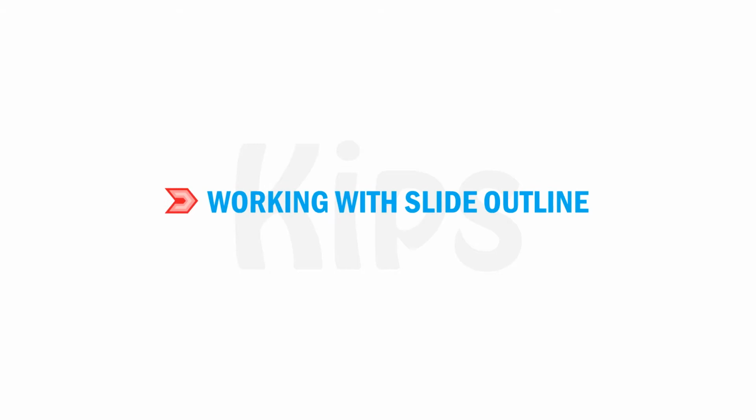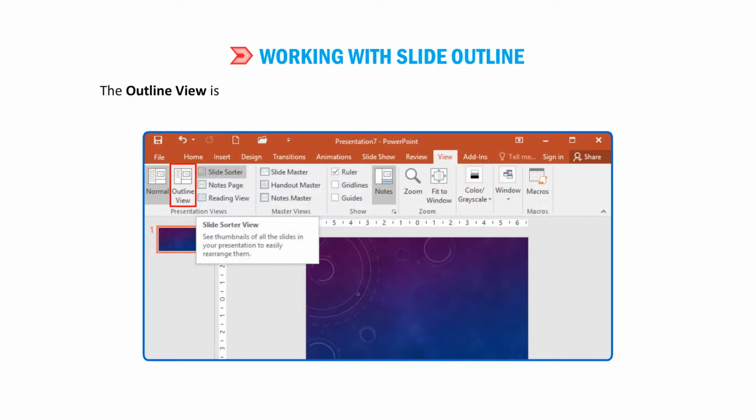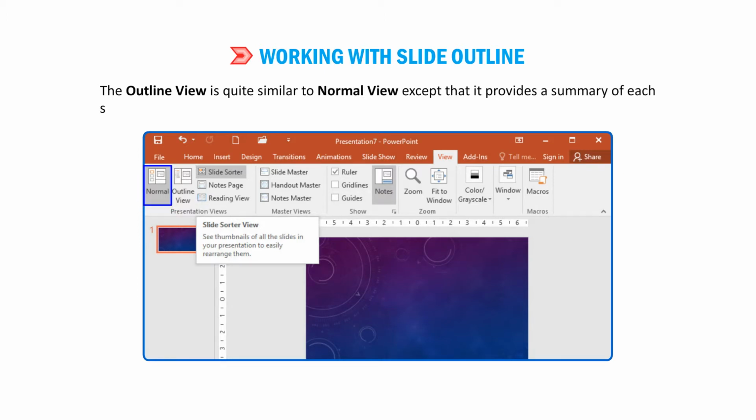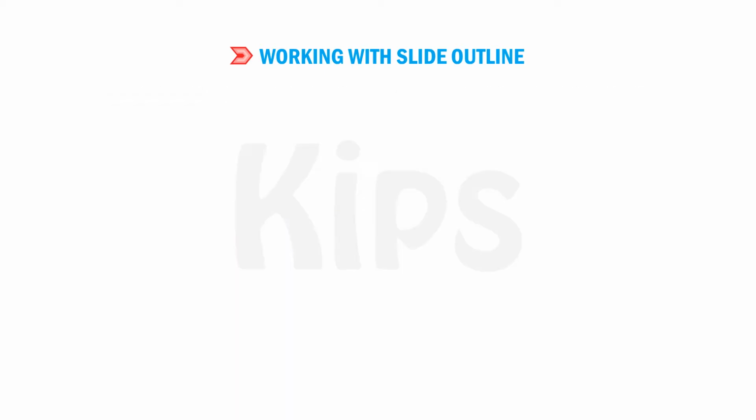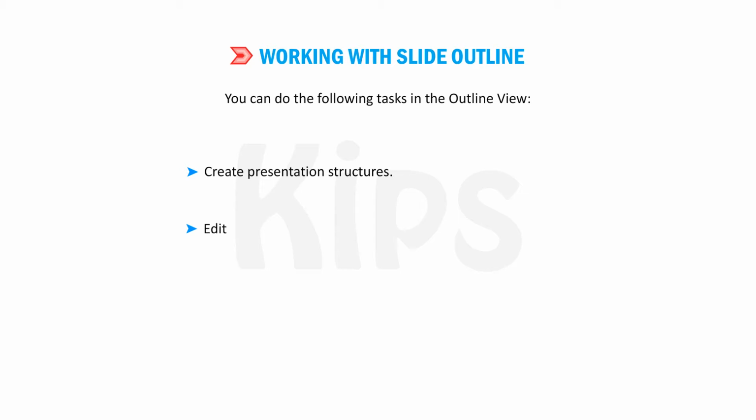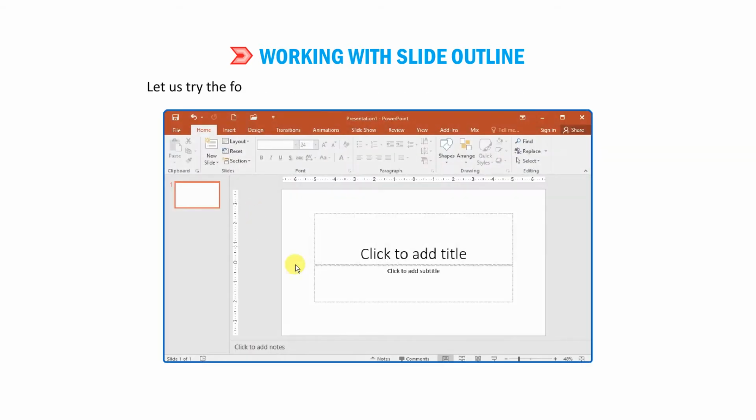Let's learn how to work with Slide Outline View. The Outline View is quite similar to Normal View except that it provides a summary of each slide in the outline pane. You can do the following tasks in the Outline View. Create presentation structures, edit text entries and rearrange the text on slides as needed. Hide or display text levels. Let us try the following activity which demonstrates the use of Outline View.